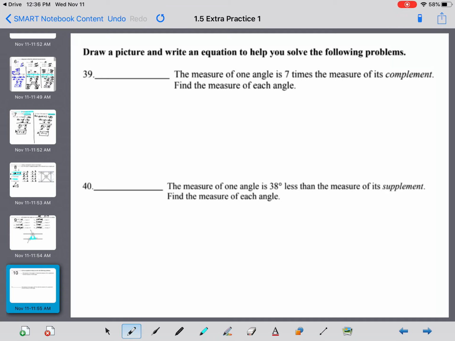Last questions. Draw a picture, write an equation to help you solve the following problem. This is a very common style of question in geometry. They give us the information, but we actually have to create the diagram or the picture ourselves.